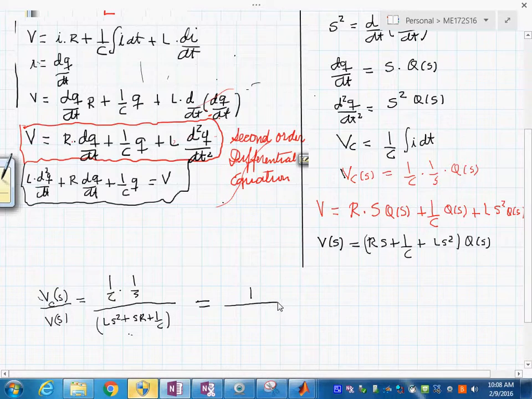So you could write this like this. Just to write it in a polynomial form, this could be L times C times S cubed, plus the other one would be C times R times S, right? RC times S squared, plus, what do we have? Plus S, right?